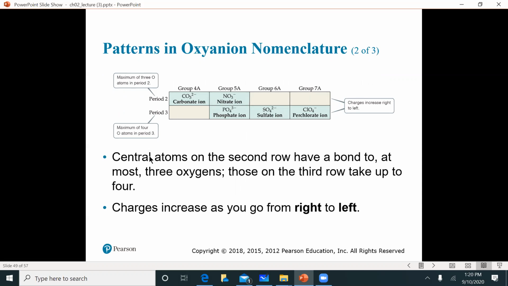Central atoms in the second row have a bond to at most 3 oxygens. Those in the third row can take up to 4. So carbonate, with carbon and nitrogen being in that second period, they're going to have 3 as their starting point. Your period 3, where your phosphorus, sulfur, and chlorine are, they can have 4.